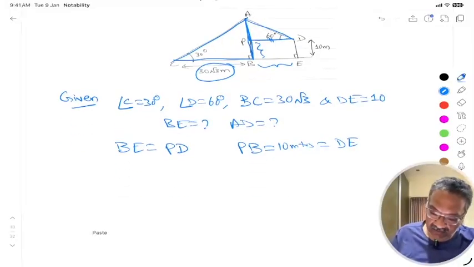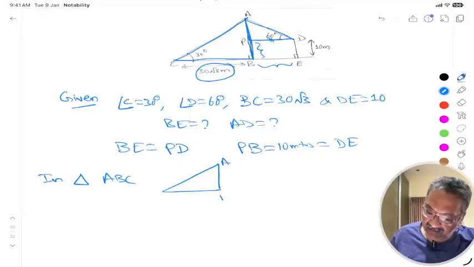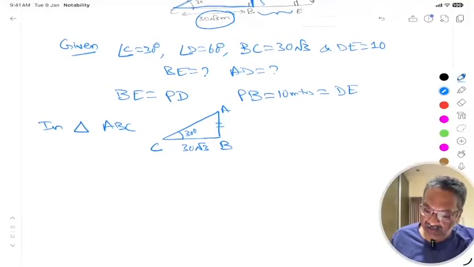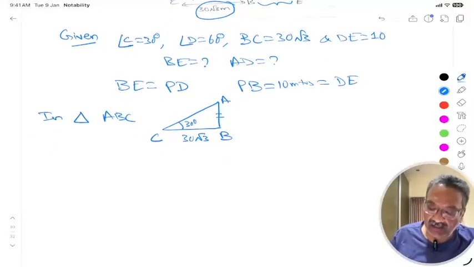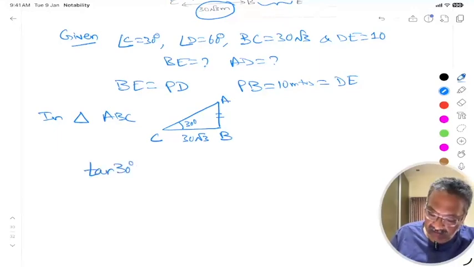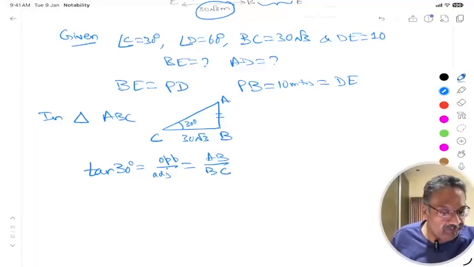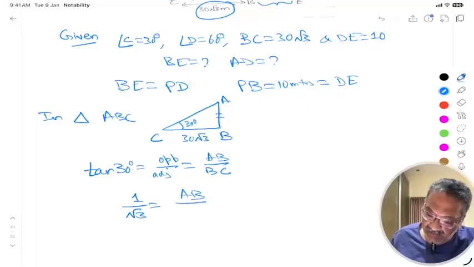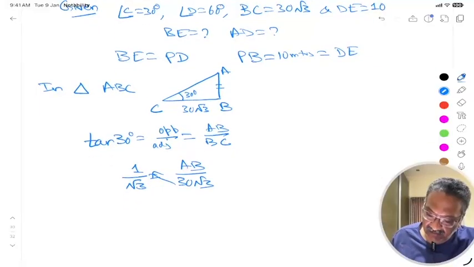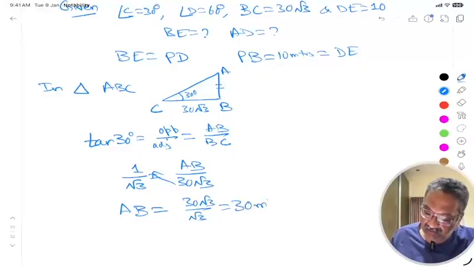So in triangle ABC, A is here, B is here, C is here. This is known to be 30 degrees and this is known to be 30 root 3. Let us find AB. AB is opposite to 30 degrees and BC is adjacent. So tan 30 degrees is equal to opposite by adjacent, which is AB by BC. Tan 30 degrees is 1 by root 3. So 1 by root 3 is equal to AB divided by 30 root 3. Taking it to this side, AB is equal to 30 root 3 by root 3, which is equal to 30 meters.